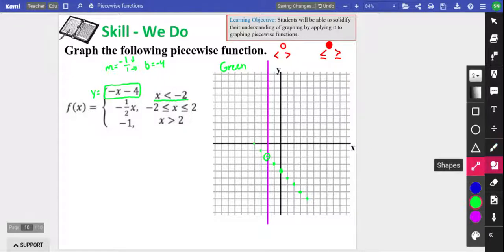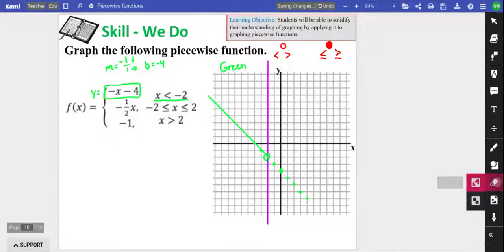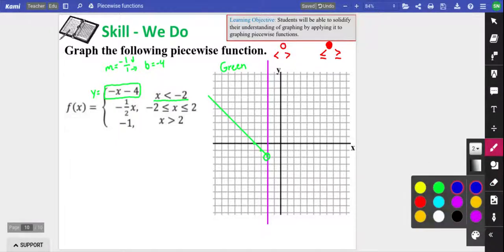Now I need to draw a line, starting here and going through all those points. That would be the first equation. I don't want the other points because those are to the right. Those would be bigger than negative 2. Therefore, I'm erasing them.